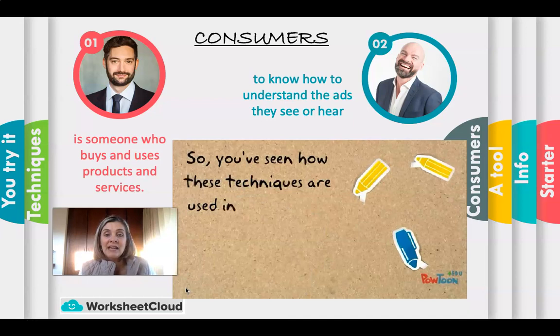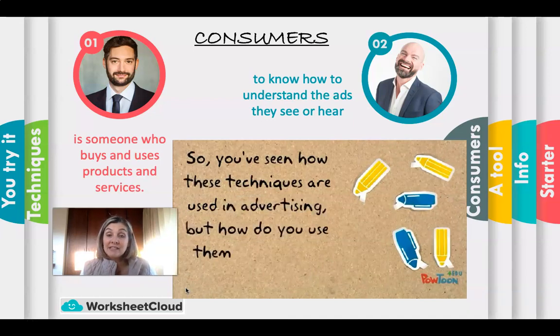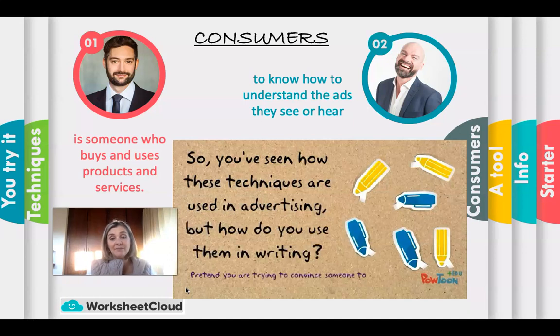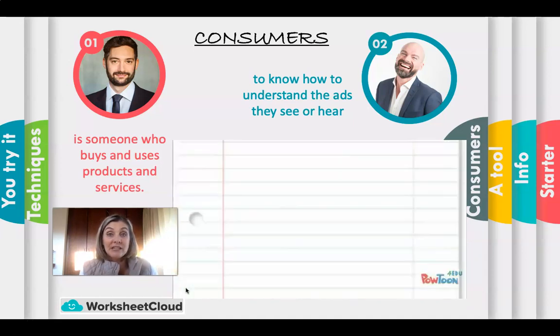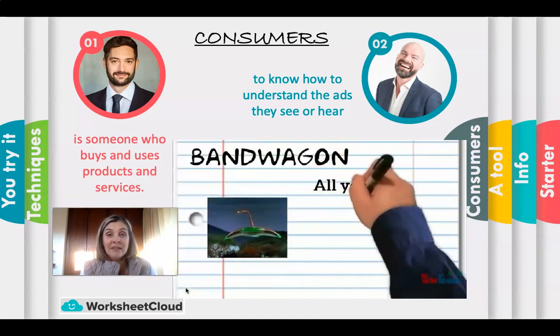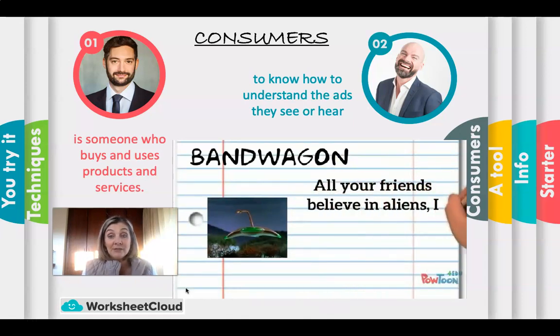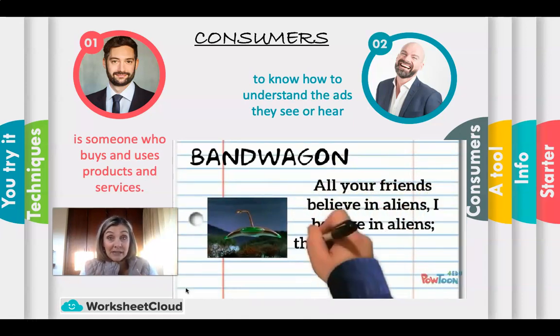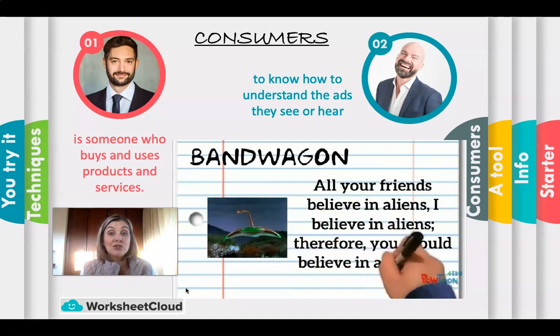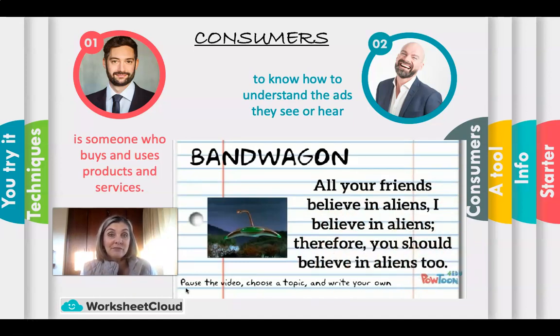Okay, so you've seen how to use these in advertising, but how to use them in writing. So they are going to give some examples which I think are lovely. So pretend you're trying to convince somebody to believe in aliens. Here are some examples of how to use each technique. So bandwagon. You'd say all your friends believe in aliens. I believe in aliens, therefore you should too. That's bandwagon. Get everybody on the same car.